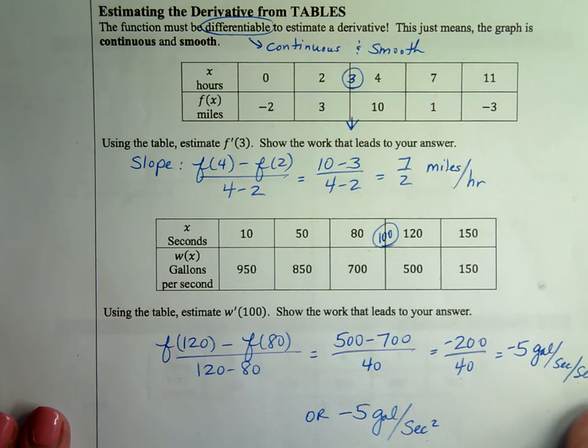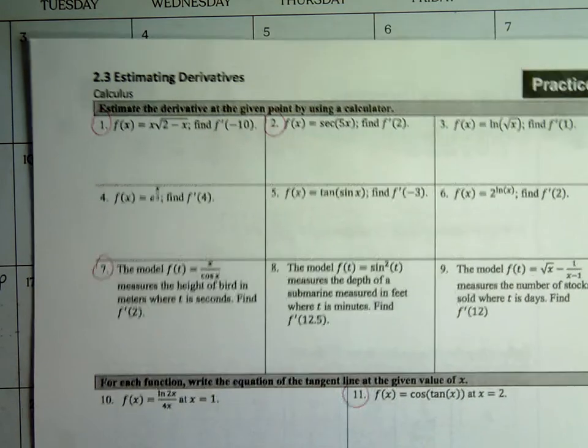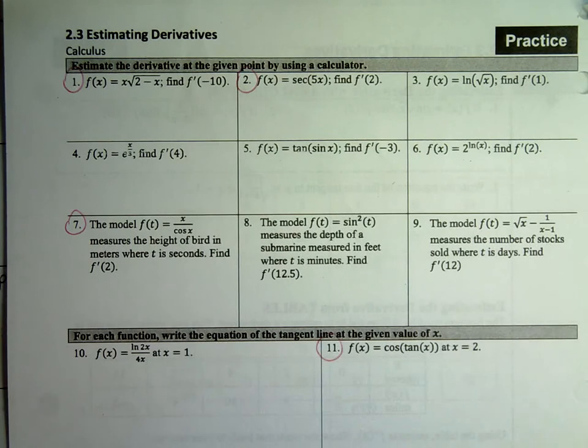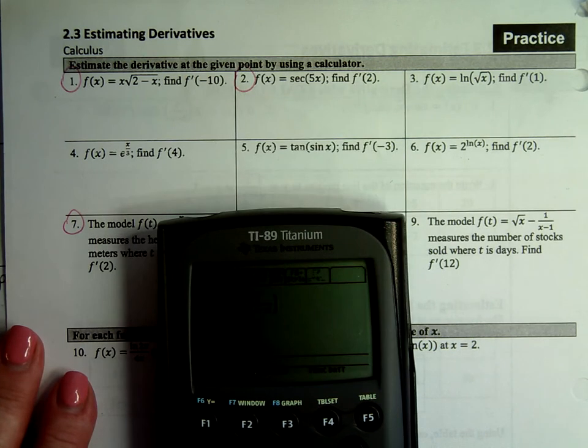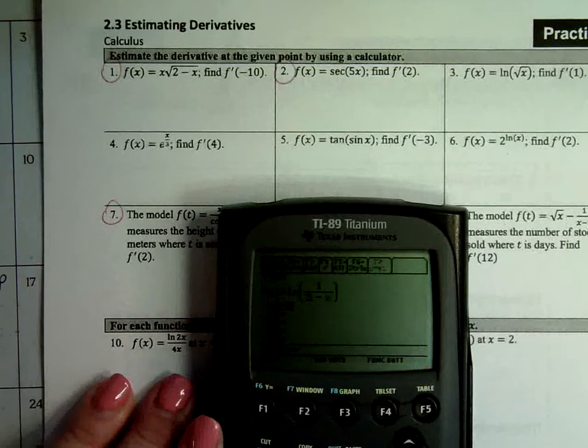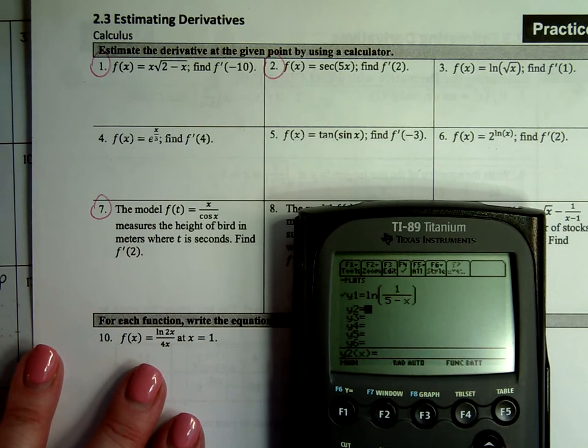All right, here come some examples that go with the section. First set, I have: estimate the derivative at the given point using a calculator. Okay, so the first one we did was number 1. Let me go back and get into my y equals. And I want to clear out the function I have in there already. So right now I've still got that ln in there. So I'm going to go up and clear it.